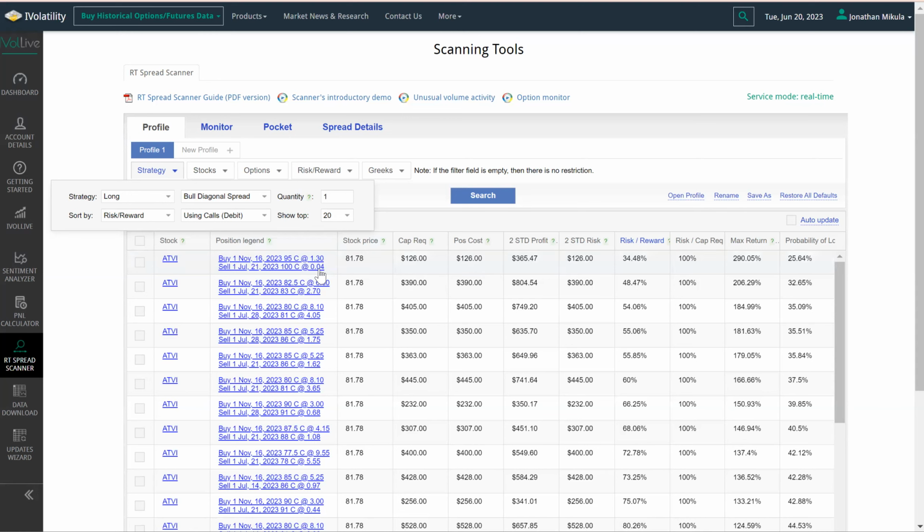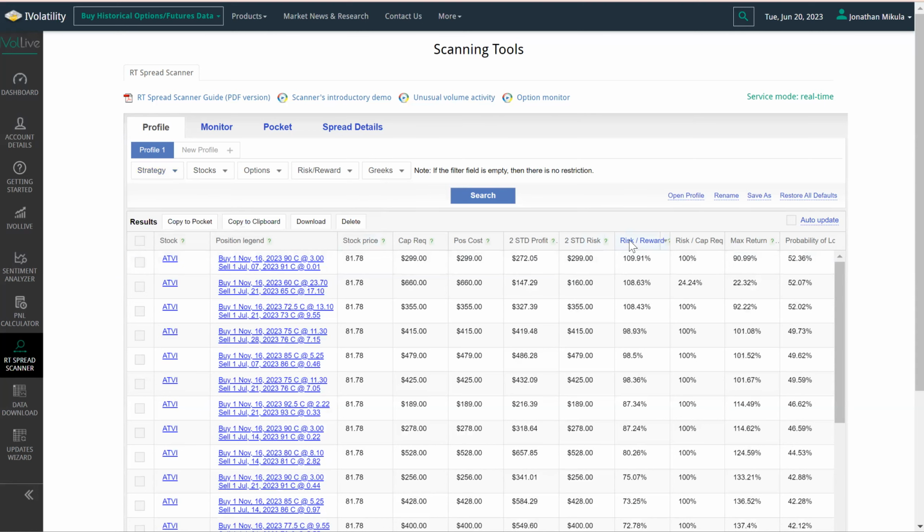I don't really like that trade. I mean, this is a small premium to get. Although it's unlikely Activision will go to 100 because that's $5 higher than the acquisition price, I still don't really like how low that premium payout is. So again, we could sort by risk reward. We could sort by max return, just as an example. So here it's in ascending order.